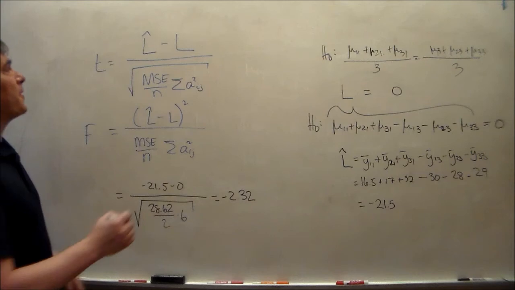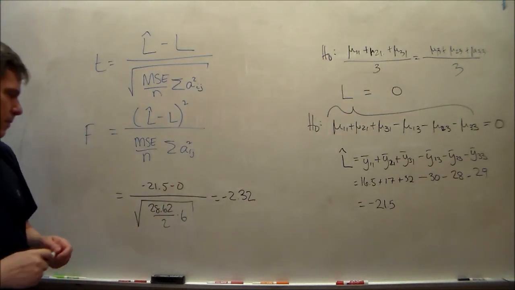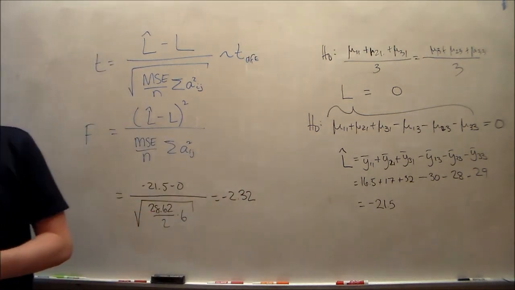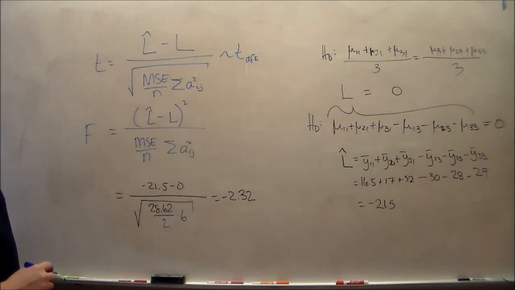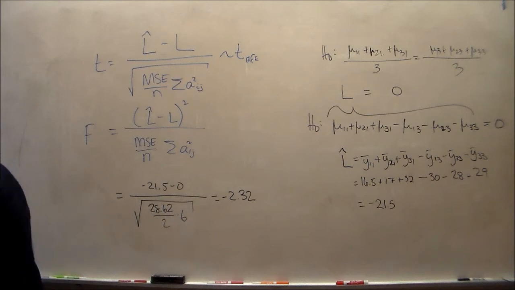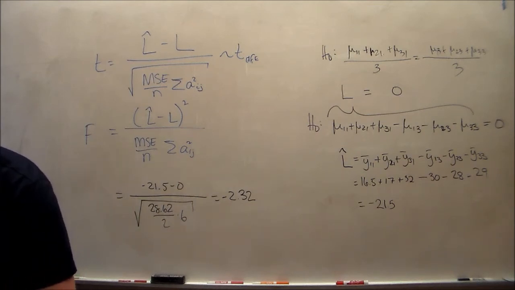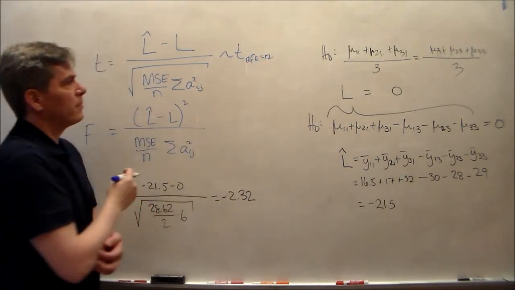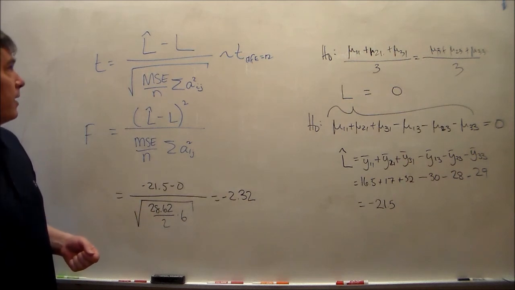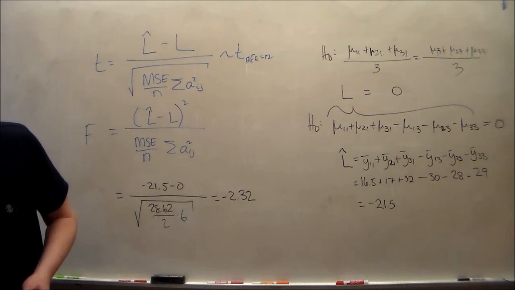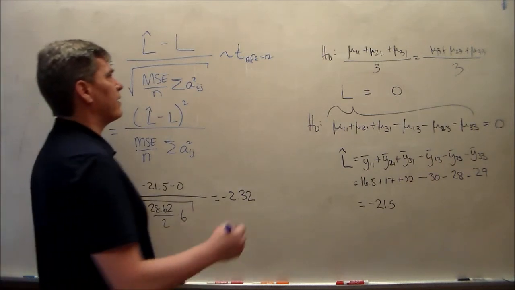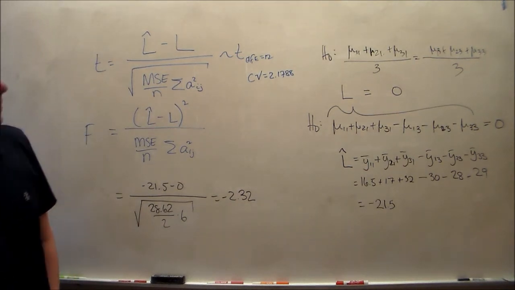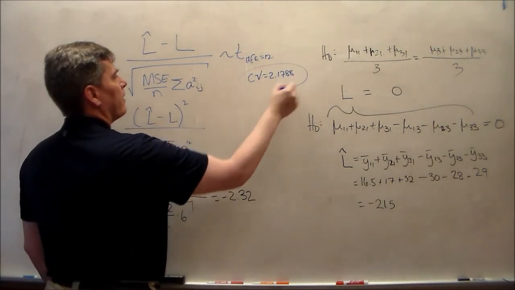Now remember, since we're using the T, this is going to be distributed according to a T distribution with DFE degrees of freedom. The number of degrees of freedom for the residuals is 12. Going to our textbook, table A2, 12 degrees of freedom, and we want alpha equals 0.05, two-tailed test: 2.1788. There we go. That's our critical value.